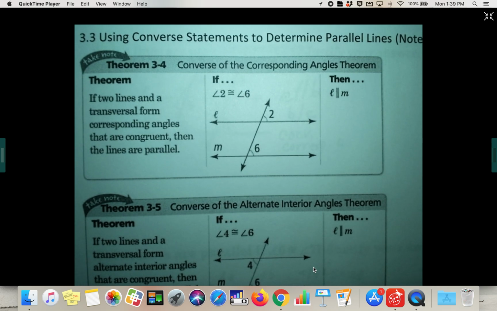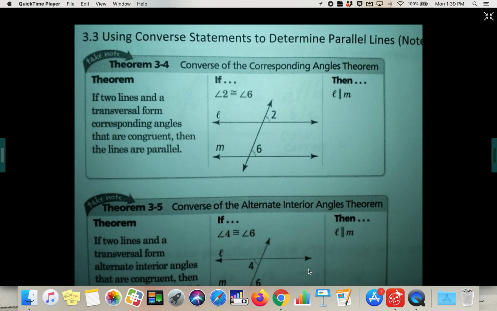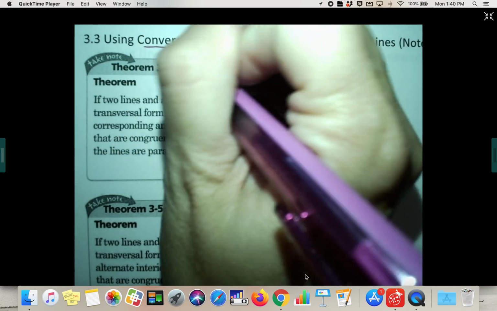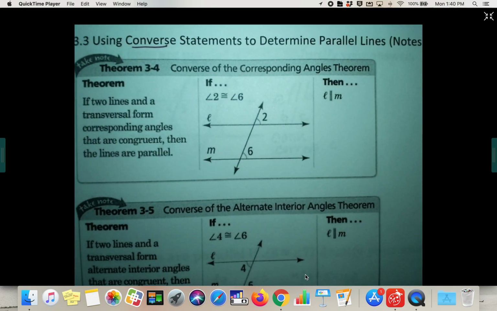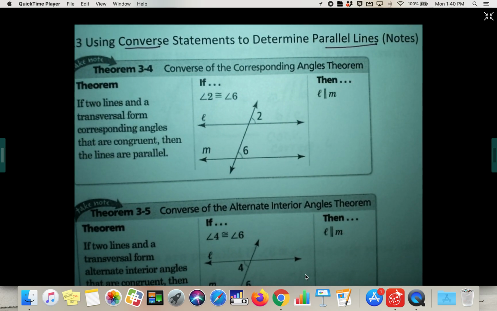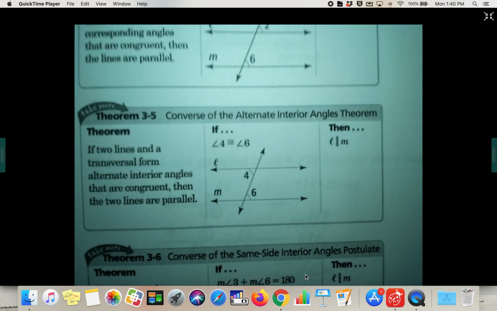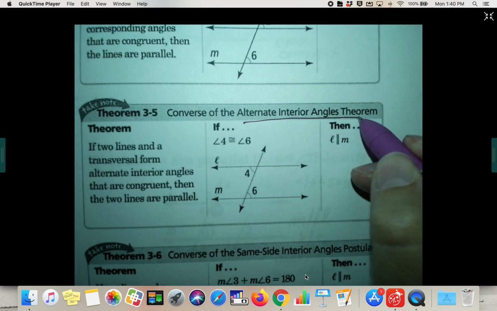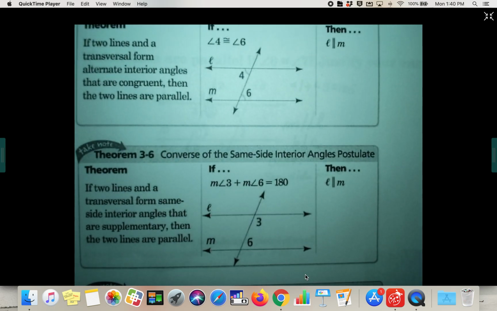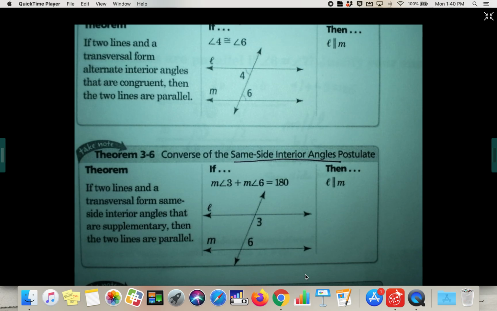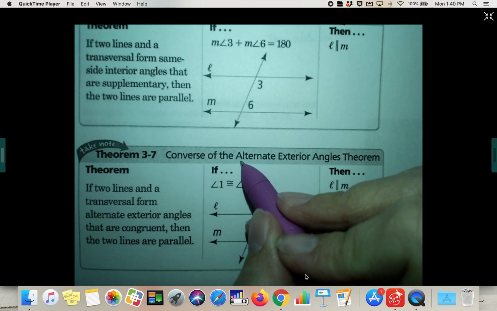Okay, for geometry, here are your notes for 3.3. This is all about using the converse statements to determine that the lines are parallel. You guys have already learned the corresponding angles theorem, the alternate interior angles theorem, the same side interior angles theorem, and you've already learned about alternate exterior angles.